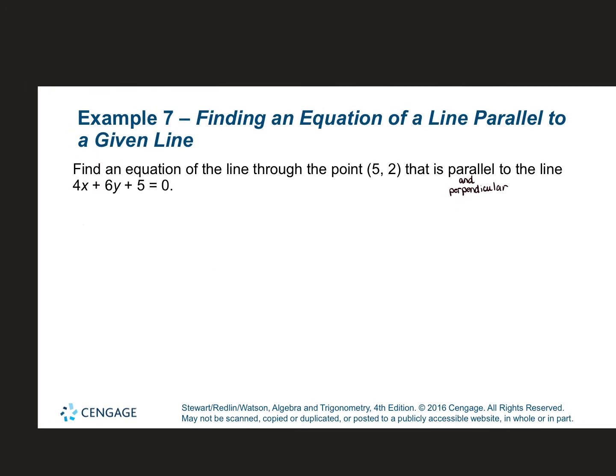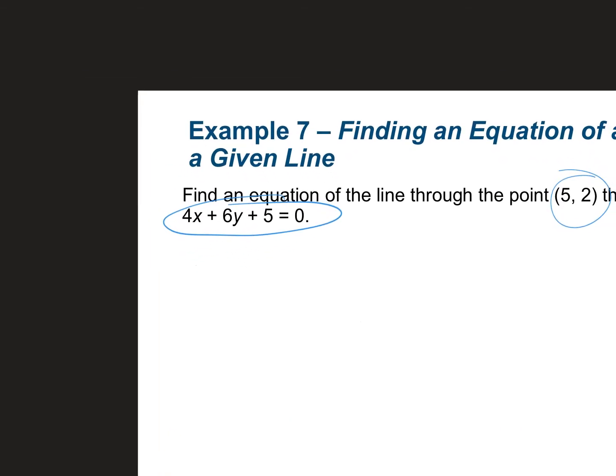It says find the equation of a line through the point 5, 2. We're going to do parallel and perpendicular, two examples so you guys can see both. It's parallel or perpendicular to this line. Can you look at that and tell me what the slope is? No. So we're going to have to do what? 4x plus 6y plus 5 equals 0. How do I get y all by itself?